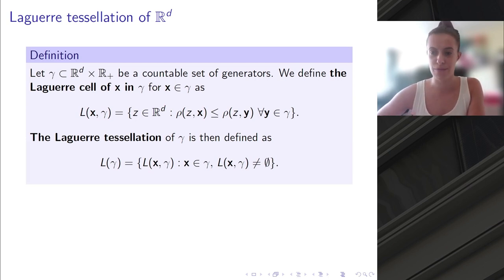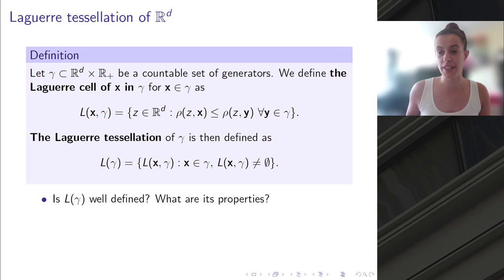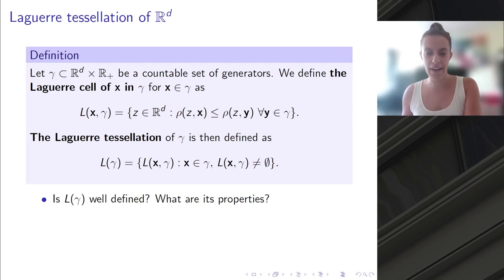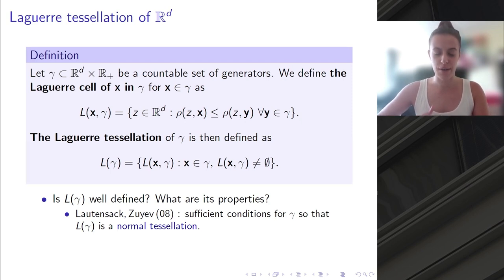And the first question we should ask is whether it is even well-defined. And it is in fact true that for some wrong set of generators, the Laguerre tessellation will not be defined. But fortunately, we have from the article by Claudia Lautensack, Nau Redenbach, and Sergei Zuyev, sufficient conditions for our set of generators so that the Laguerre tessellation it generates is in fact a normal tessellation.